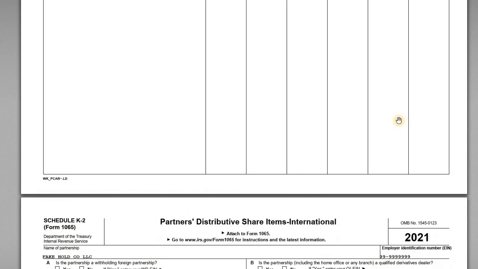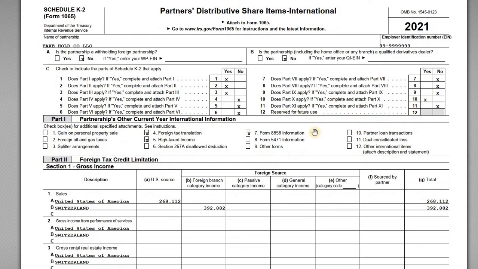Okay, so the next video is going to be the K-2. So I'm going to pause here. We'll jump into the next video and start going through the K-2 and then ultimately get back to the K-3.